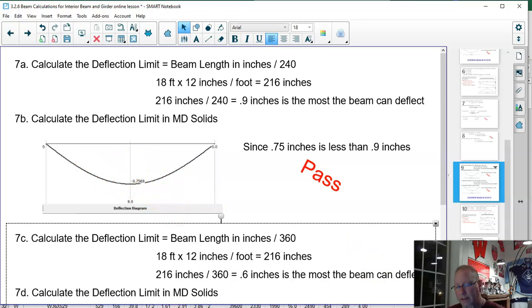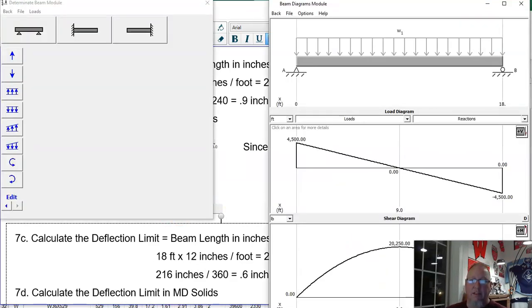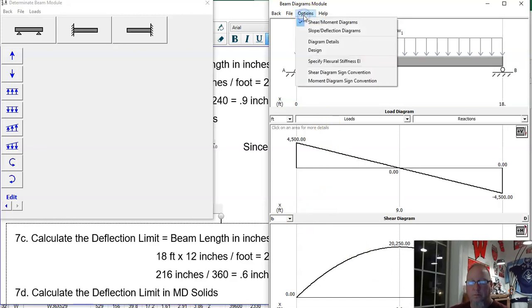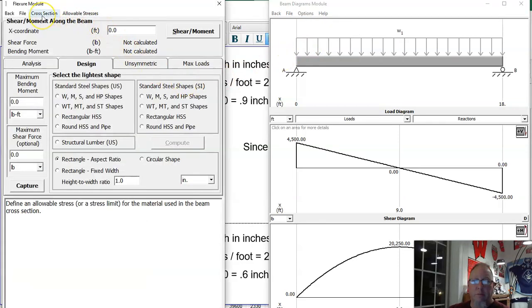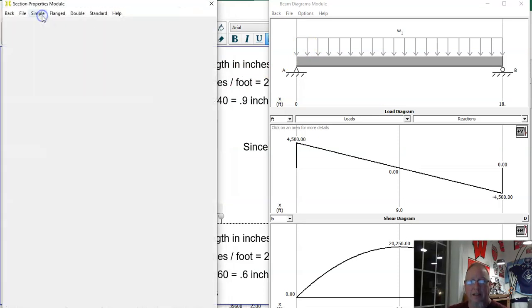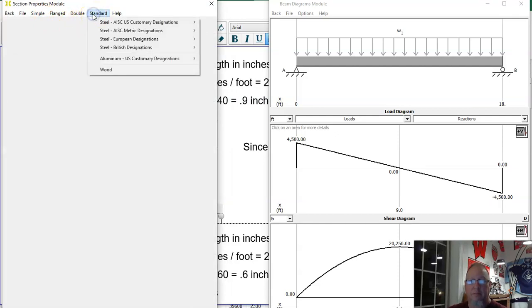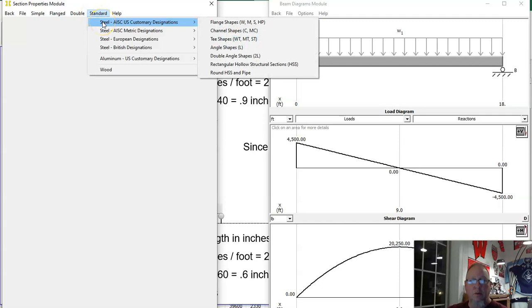So to find that number from MD Solids, I'm going to go up here to the top and click on Options. Go down to Design because I'm going to design a beam. Over here I'm going to build my beam by doing a cross section, which I think is the easiest way to do it. So I click on cross section and I'm going to call it a standard beam. Click. Use the US American steel, and our beam is a flange beam. It's a W beam. That's the beam we're doing.